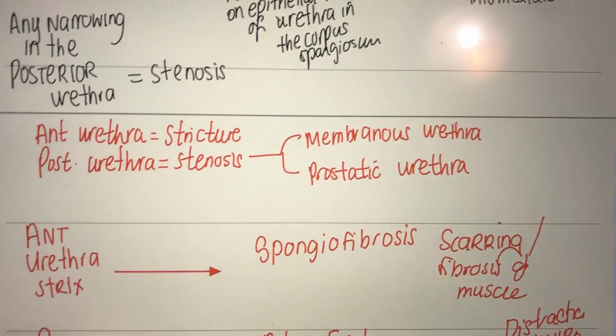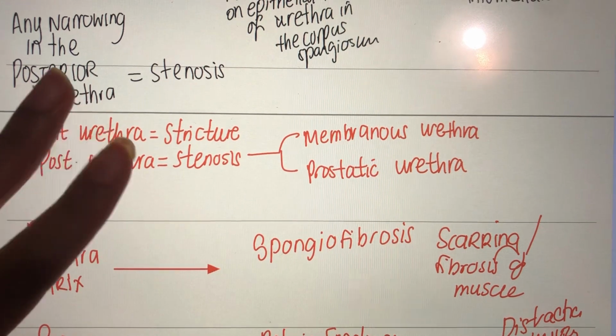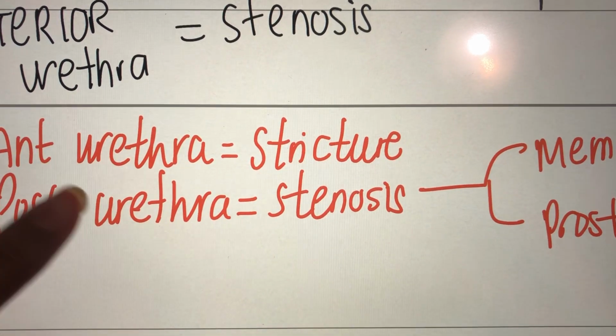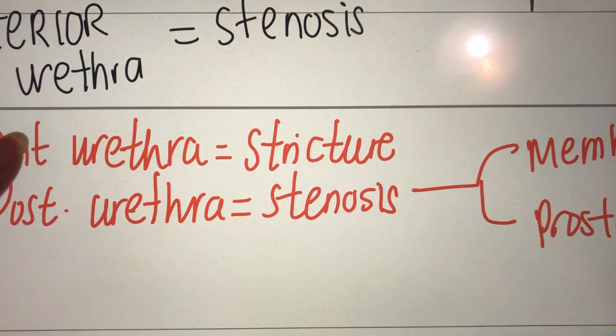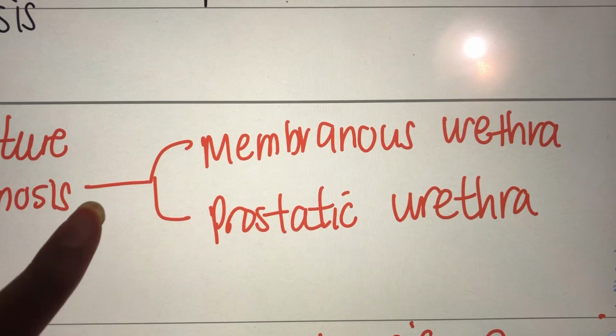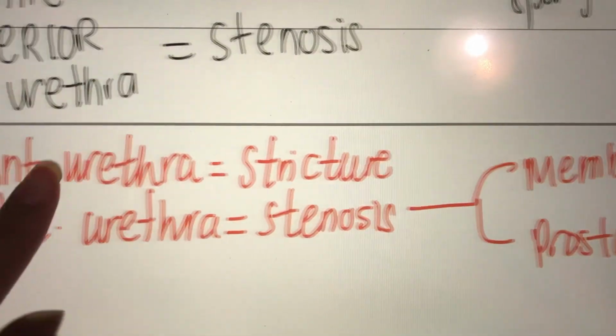So essentially, if it's a narrowing in the anterior urethra, it's known as a stricture. And if it's narrowing in the posterior urethra, it's known as a stenosis. And posterior urethra, let me just remind you, is the membranous urethra and the prostatic urethra.